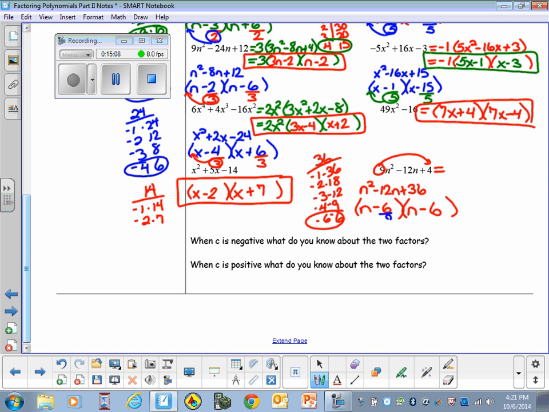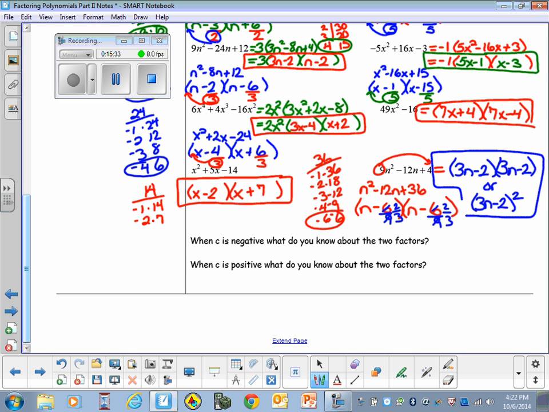Divide by your A. Ooh. 6/9 is 2/3. So I can write 3n minus 2 times 3n minus 2, or 3n minus 2 quantity squared. Either answer is considered correct.